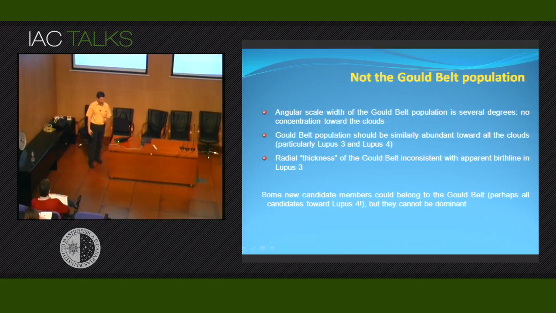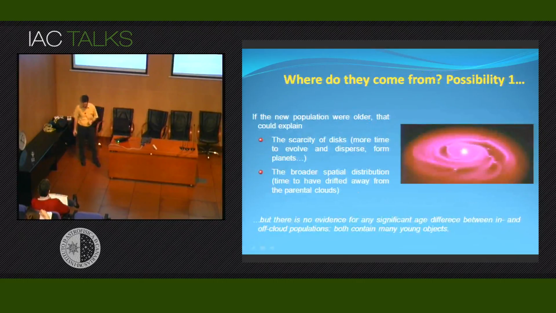So the first possibility, the one that comes immediately to mind, is that the new population could be composed of older members that are not as old as the ones in the Gould Belt, but that perhaps represent early stages of star formation in Lupus 1 and Lupus 3. Let's say a population that is 10 million years old. This population would have had time to drift away from the star-forming clouds, so we would see it as a spatially distributed population, as we do. The ages would be older, so they would have had more time to disperse their circumstellar disks. So that's consistent with the Spitzer observations.